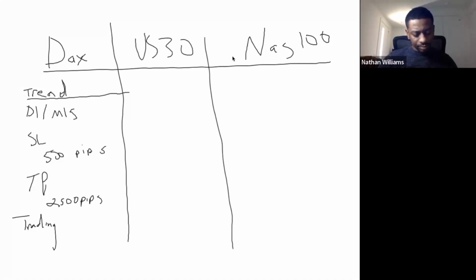What is that? It's up over 800 pips right now on this current trade. All right. It trades Monday through Friday, 3 a.m. Eastern to 1 p.m. Eastern. All right, that is DAX.